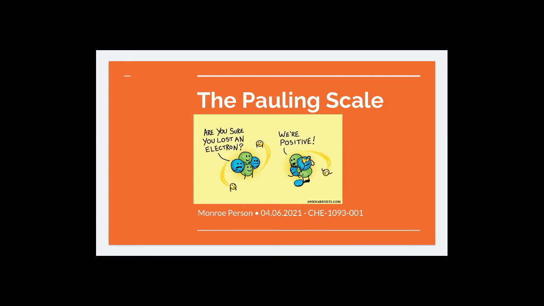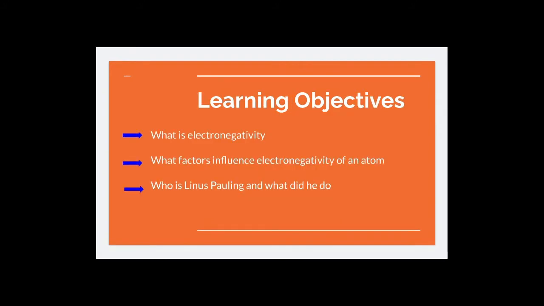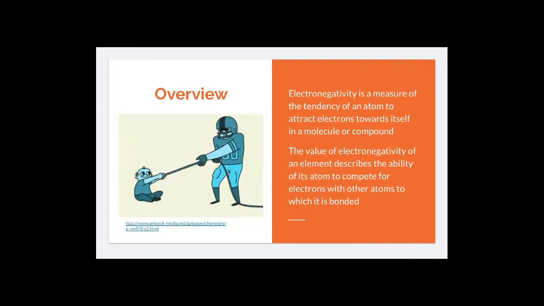Hello, I am Monroe Person, and today I will be talking about the Pauling scale and electronegativity. Our learning objectives for this video include what is electronegativity, what factors influence electronegativity of an atom, who is Linus Pauling and what did he do?